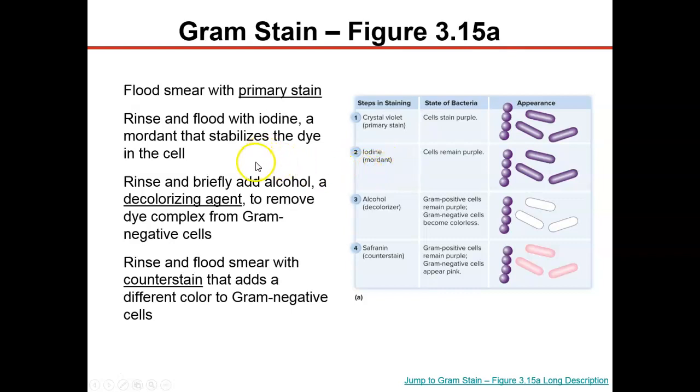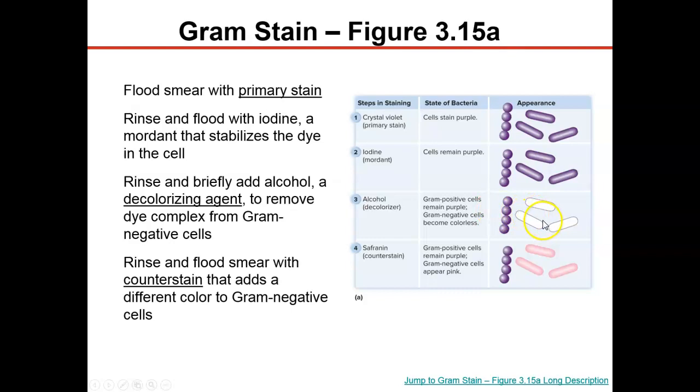So mordant is kind of like a glue. This is going to produce a crystal violet iodine complex that is found within the layers of the cell wall. Once that's set for about 1 minute, we again rinse with distilled water. We then add a decolorizer. The decolorizer is acetone, and this is where we're going to see a difference.